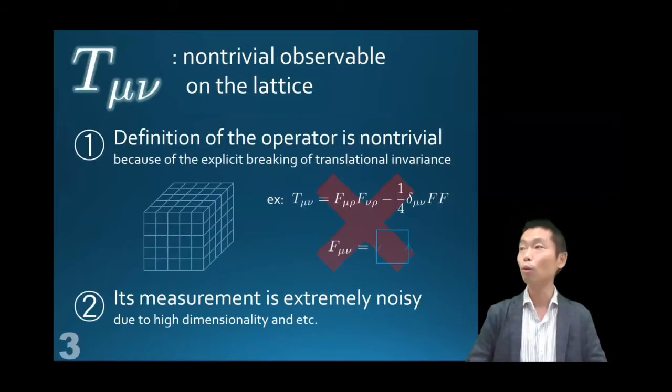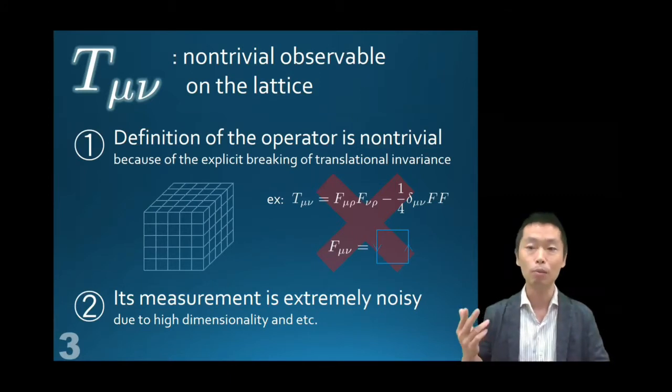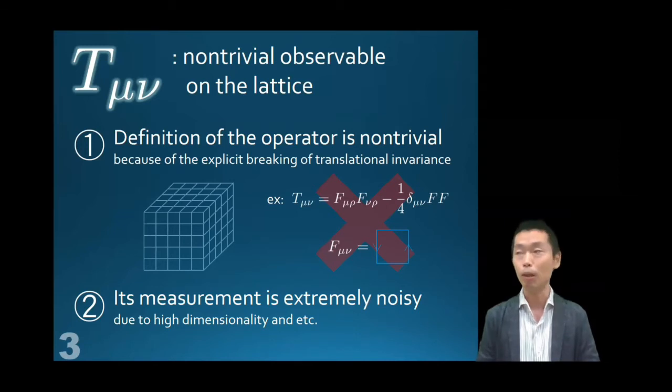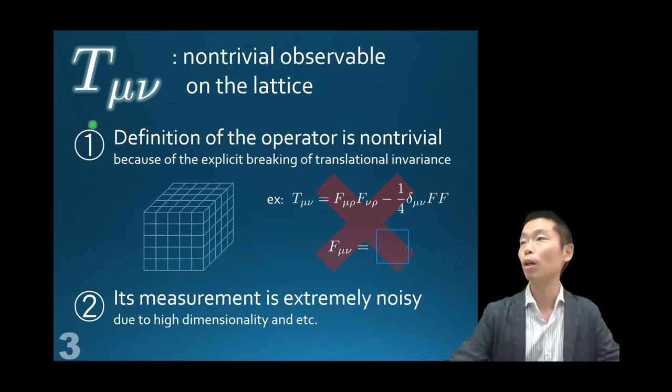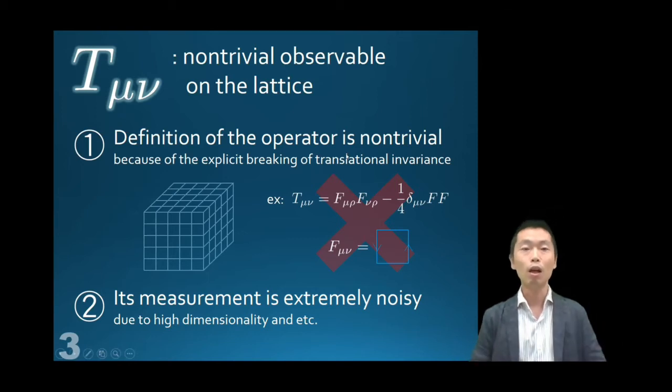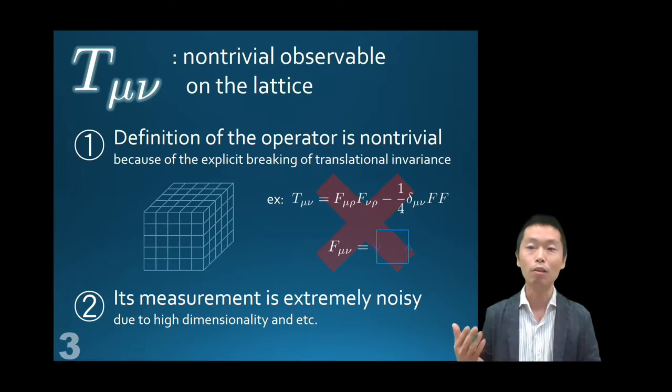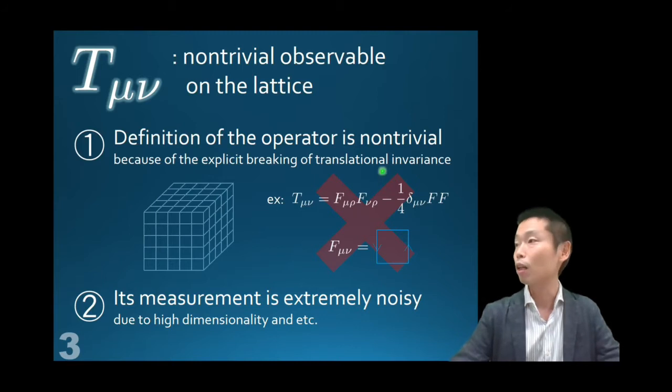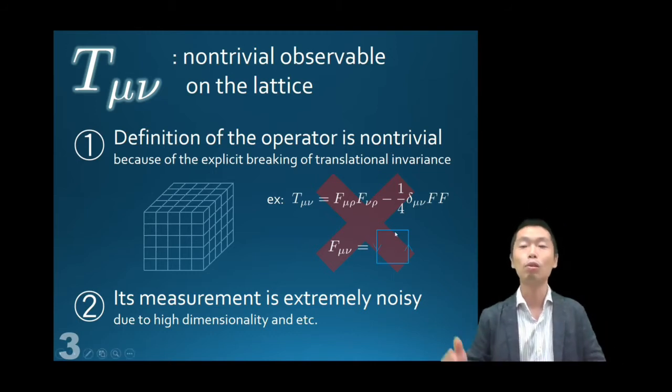However, if we want to define and measure the EMT on the lattice, it's actually highly non-trivial. There are basically two reasons behind this difficulty. The first one is that the definition of the EMT operator itself is highly non-trivial. This is because the space-time translational symmetry is broken by the lattice discretization. As you know, the EMT is defined as a Noether current associated with the translational symmetry, but this symmetry is explicitly broken in lattice field theory. And as a result, the naive definition of the EMT, something like this, does not reproduce the correct continuum limit.